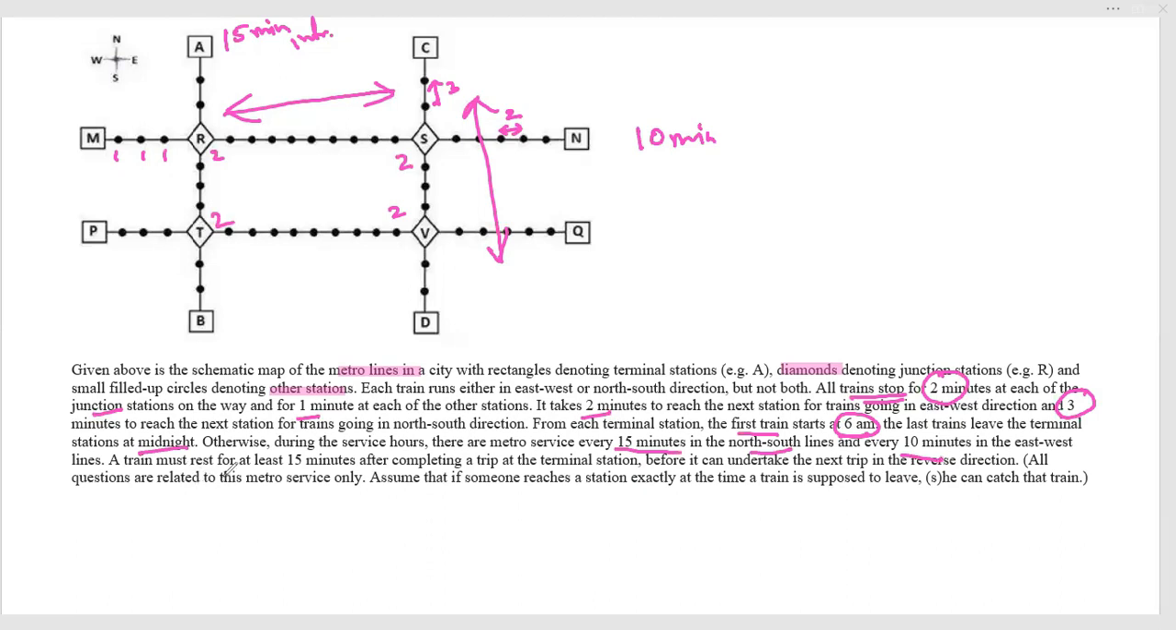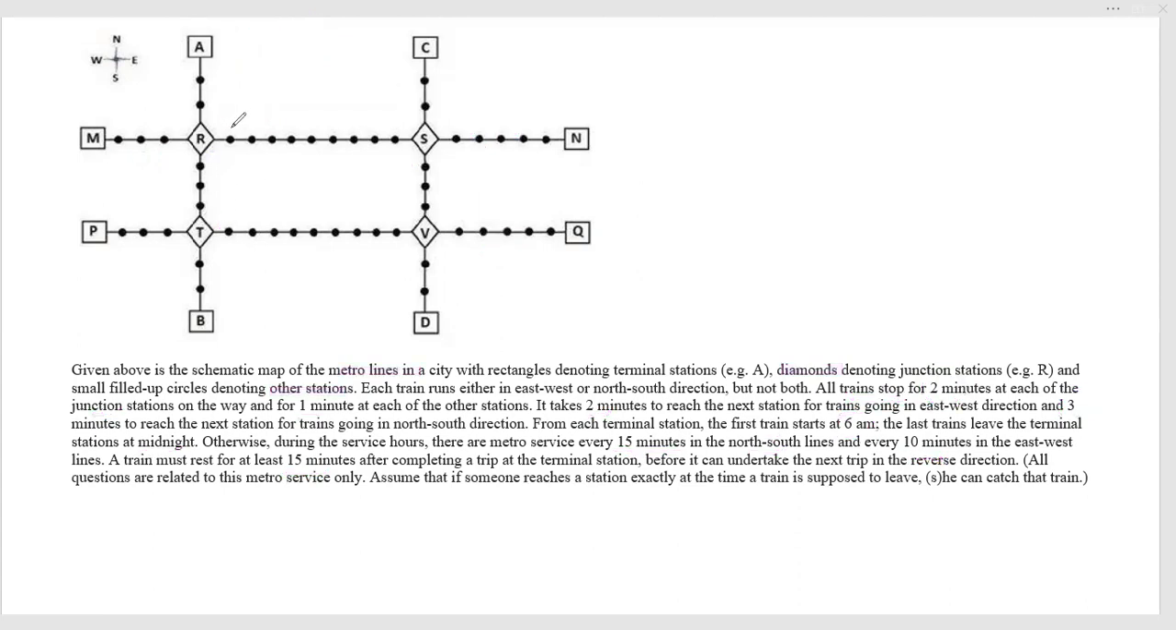A train must rest for 15 minutes after completing a trip at the terminal station before it can undertake the next trip in the reverse direction. All questions are related to the metro services only, and assume that if someone reaches a station exactly at the same time a train can leave, there is no wastage of time. So all such details I need to consider, and considering them, I can work out the timings we need to take up.